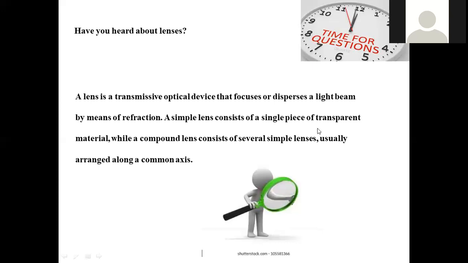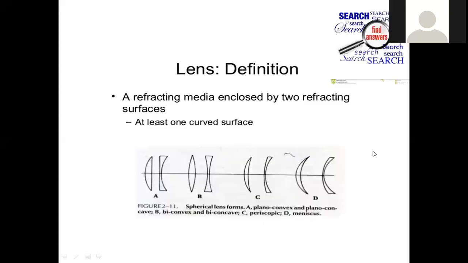A simple lens consists of a single piece of transparent material. A compound lens is also possible. They can be classified into two types. A simple lens is made up of only a single type of material. A compound lens is made up of a combination of different lenses. That is also possible, right?